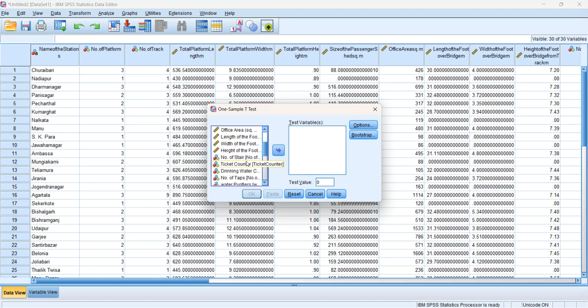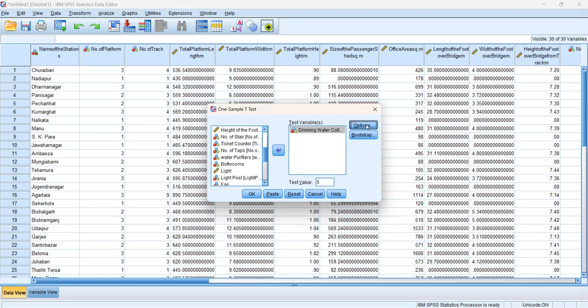if I choose the number, suppose the drinking water collection points, to see if there are any significant differences, because it is one sample, I just take one sample. I need the test value, to see whether the difference is more than 5 or not. Suppose I consider 5 as my predetermined value. It will be determined by the researcher.